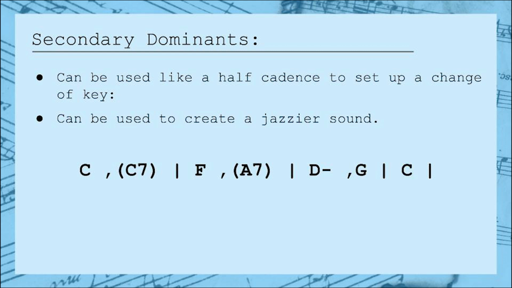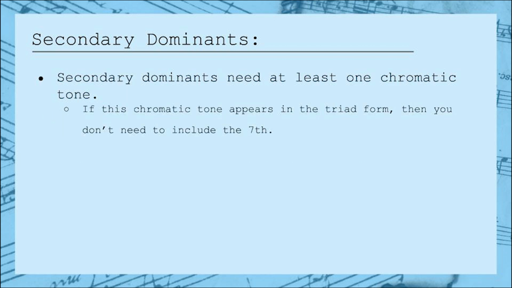No matter how you use it, all secondary dominants come with two guidelines. Number one, they need at least one chromatic tone, meaning a note from outside of your key. If this chromatic tone appears in the triad form, then you don't need to include the seventh. However, if it doesn't, then you'll need to make sure you use the seventh in your chord progression.